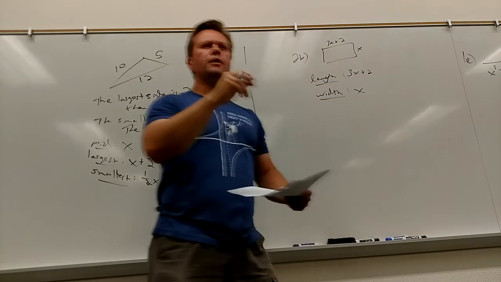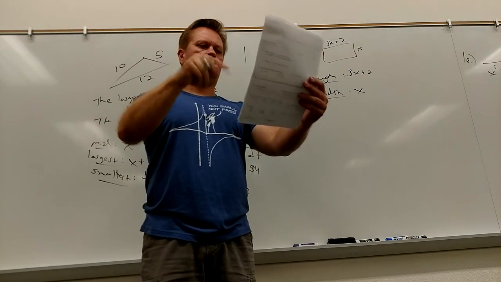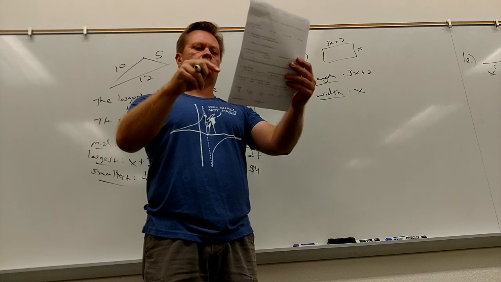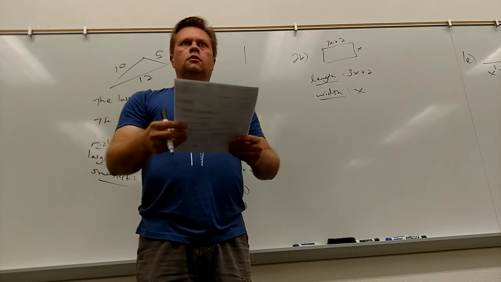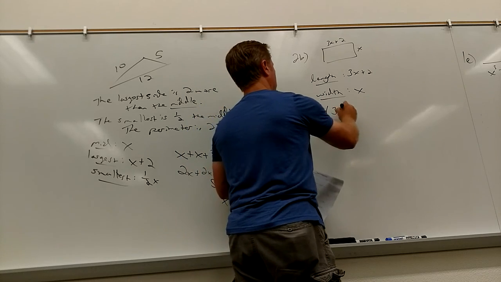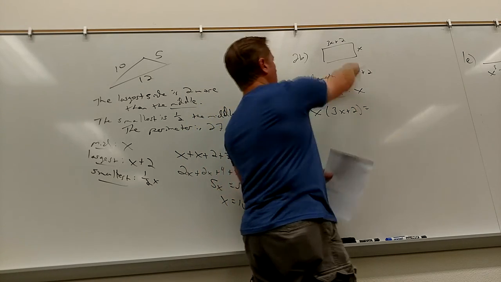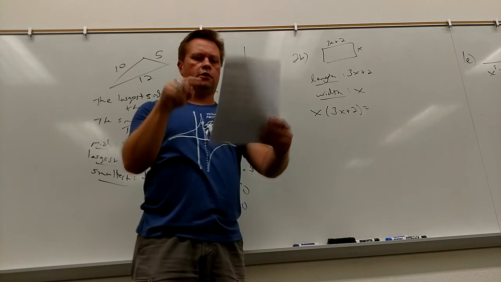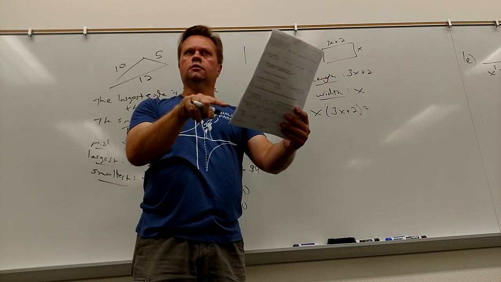And this problem is all about the what, geometrically, of the rectangle? Area. So we multiply that. Good. So x times 3x plus 2. That's the area of that rectangle. And we know the area of the rectangle has to be 261.